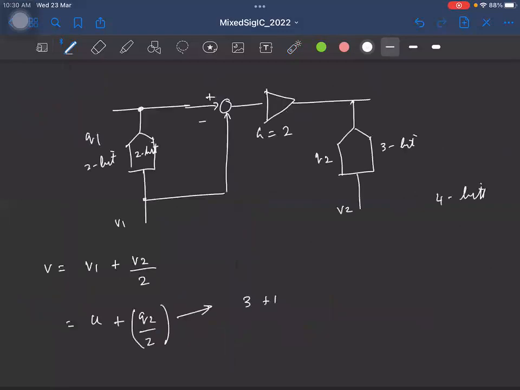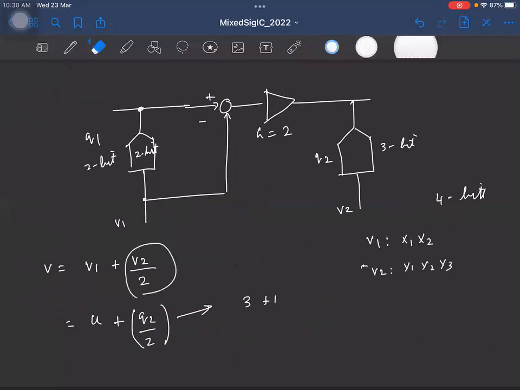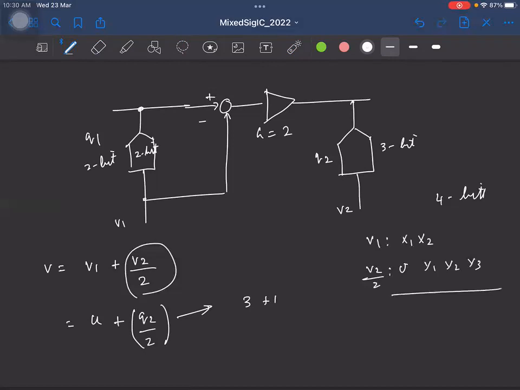Okay. So let's try to see how the outputs will look like again. So V1 is a 2-bit output. So it's some X1, X2. V2 is some 3-bit output. So it's some Y1, Y2, Y3. So what is V2 by 2? How will V2 by 2 look like? So it's going to be 0, Y1, Y2, Y3. Okay. So now when you're combining the outputs, you're having this 1 bit of overlap.